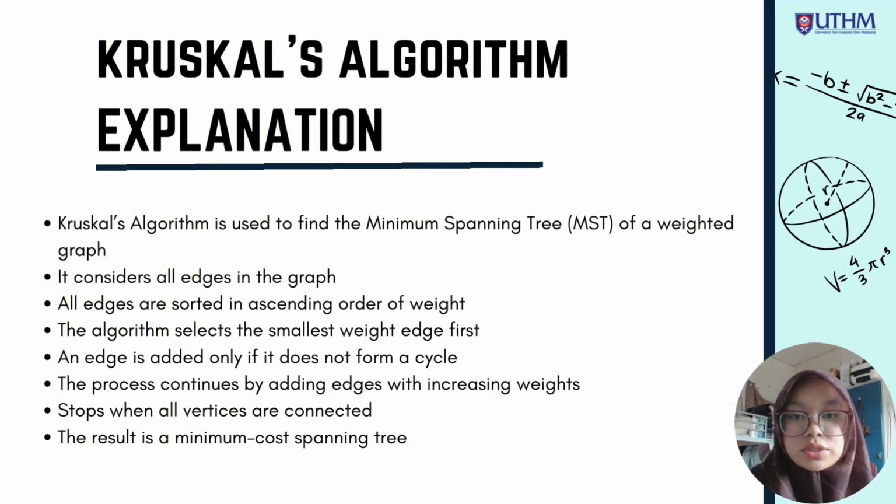Kruskal's algorithm is used to find the minimum spanning tree (MST) of a weighted graph. It considers all edges in the graph. All edges are sorted in ascending order of weight. The algorithm selects the smallest weight edge first, and an edge is added only if it does not form a cycle. The process continues by adding edges with increasing weights, and stops when all vertices are connected. The result is a minimum cost spanning tree.